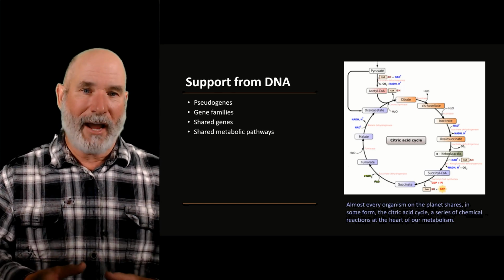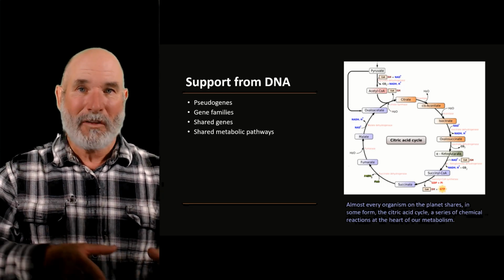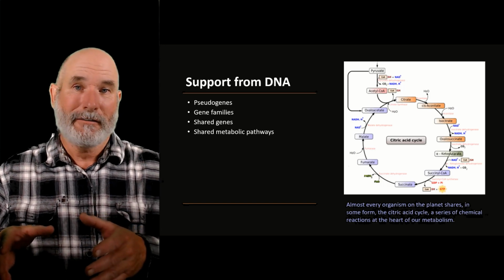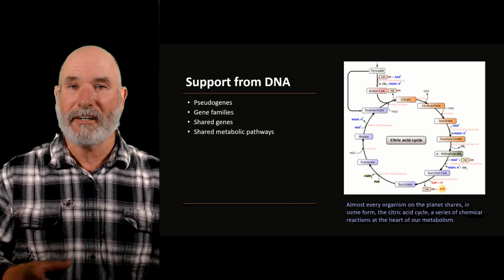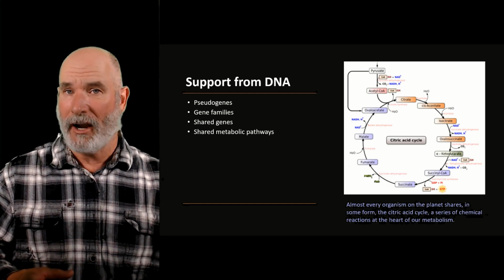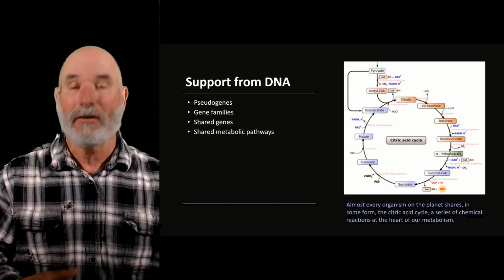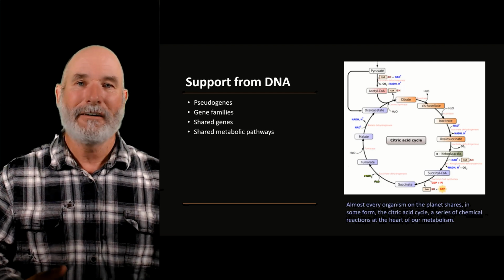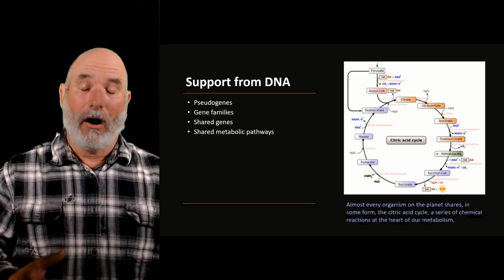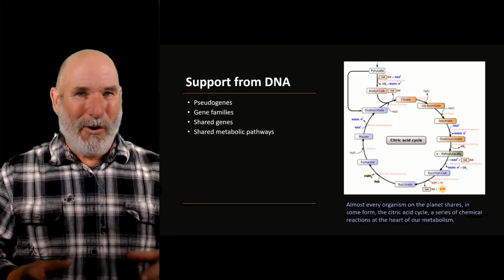For those chemical reactions to work, you need enzymes, which are coded for by genes. So if we're carrying out the citric acid cycle and a bacteria is also carrying out the citric acid cycle with the same genes to do that, why do we have the same genes to do that? Shared ancestry.